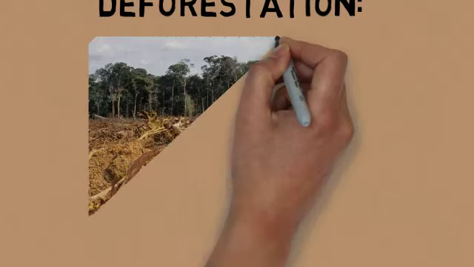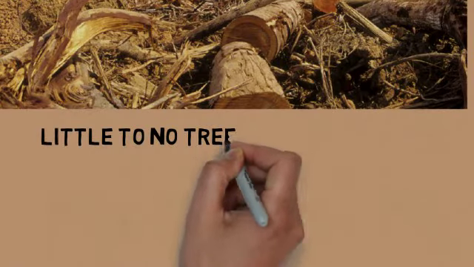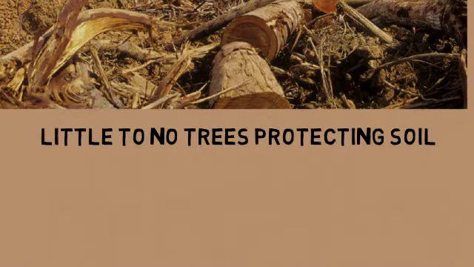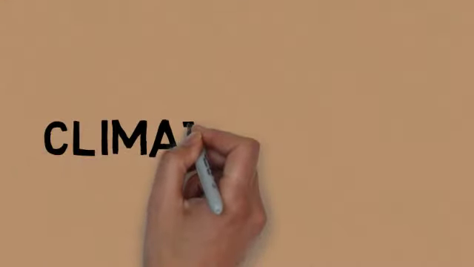Deforestation. Rapidly cutting trees to meet the growing demands of the economy and the forest industry results in little to no trees protecting the soils of many regions. This means the soil is exposed to the effects of wind and rain.